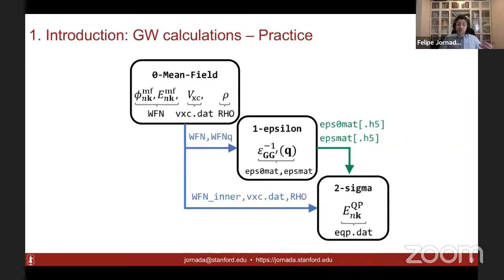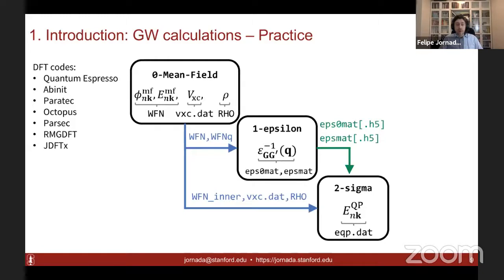The first thing that you have to do to run a calculation is to perform a mean field calculation using a DFT code. That mean field calculation will output the wave functions, charge density, and also matrix elements of the exchange correlation. Using that wave function, we can compute the dielectric matrix epsilon. And using the dielectric matrix epsilon, we can compute the self-energy sigma. So again, the way that the equations are written naturally leads to the way that our examples are laid out. We support, again, a variety of DFT codes, but today we'll be focusing on this particular code called Paratec.